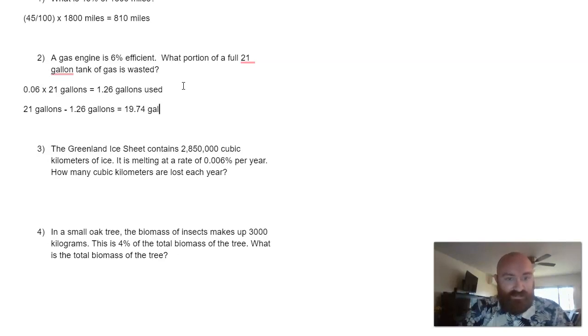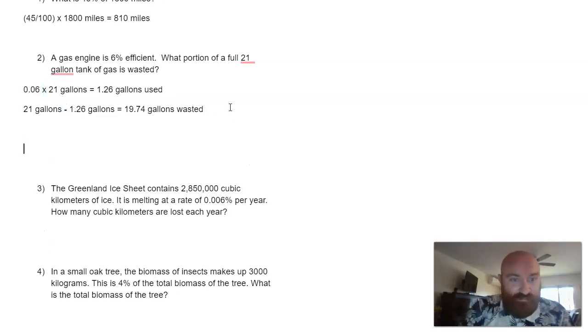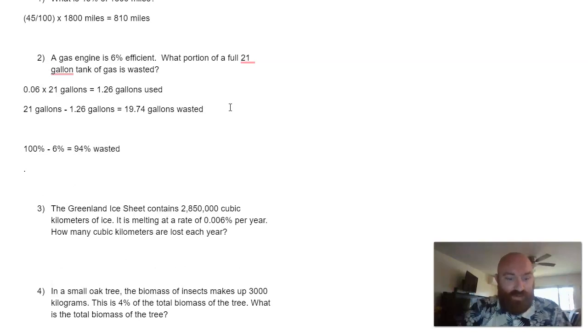19.74 gallons wasted. You can actually approach this the other way if you want, because you have to do multiplication and have to do subtraction. But what if you do it the opposite way? You could have done 100% minus 6%, right? Because we know that 6% is what's used. So what is wasted? That's going to be 94% wasted. And then we can do that 0.94 times 21. And that actually is going to equal our 19.74.